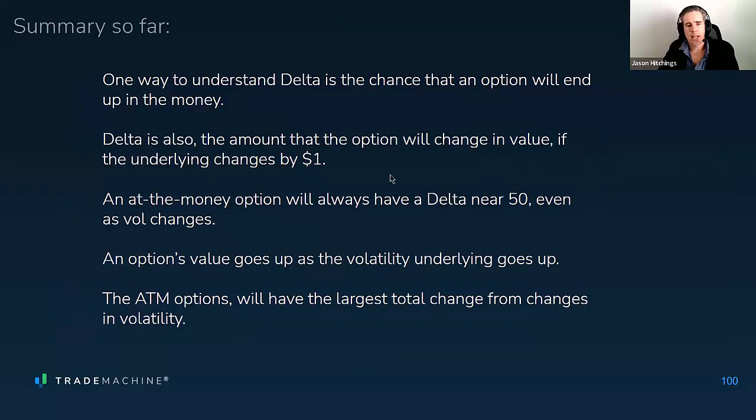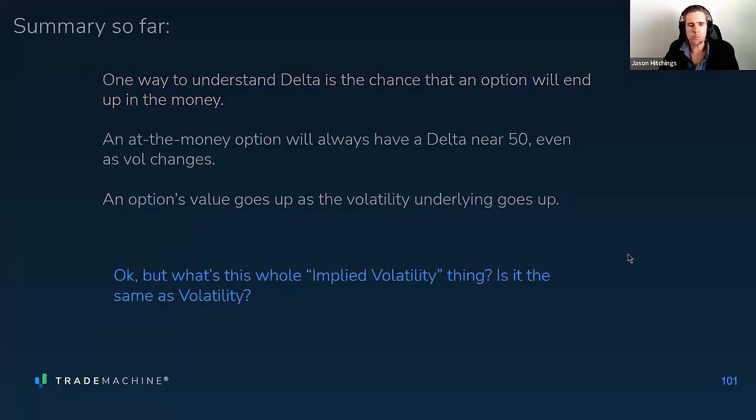We know that an at-the-money option will have a delta near 50, even if vol is going up or down. And all options go up in value as the volatility assumption, or the volatility of the underlying, goes up. And at-the-money options have the largest total changes in their value when volatility increases. So right there, if you came into this without knowing these things, already you are way ahead of where you started in terms of your understanding of options.